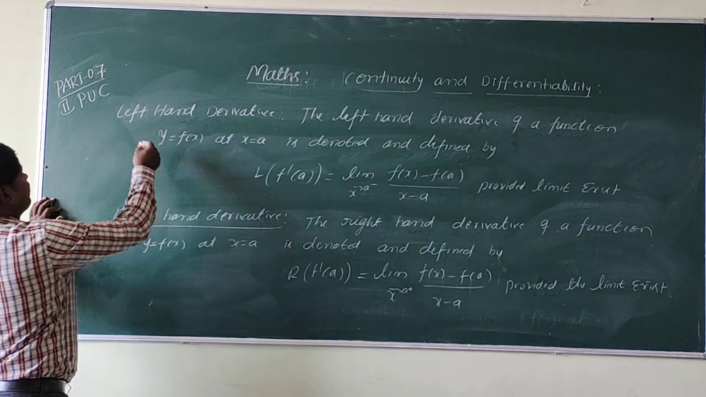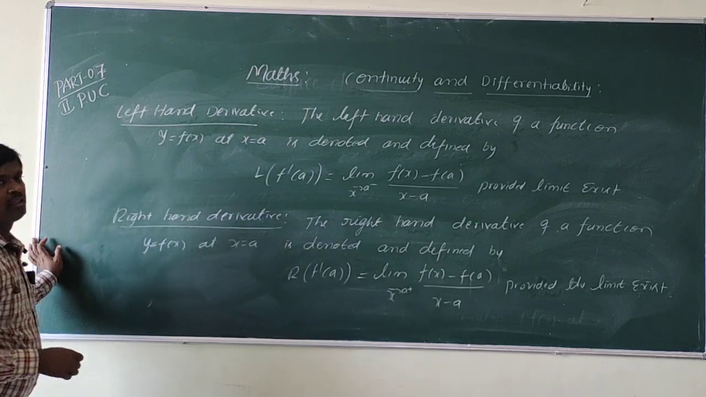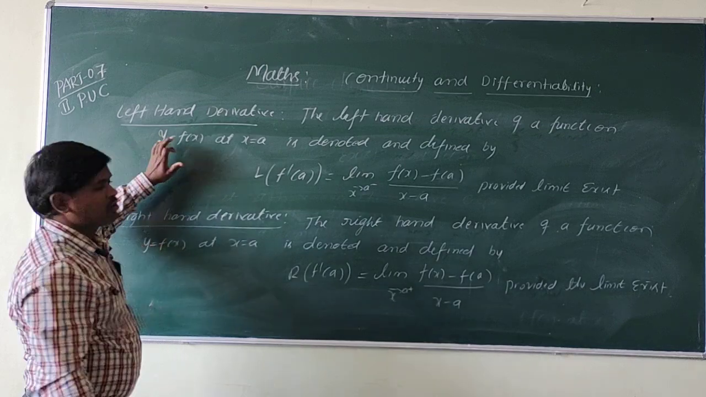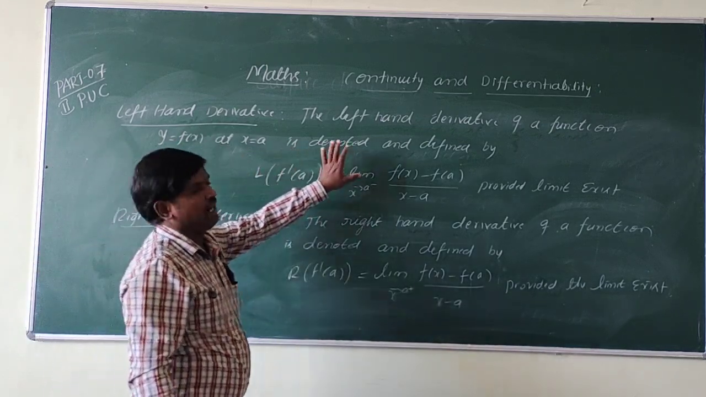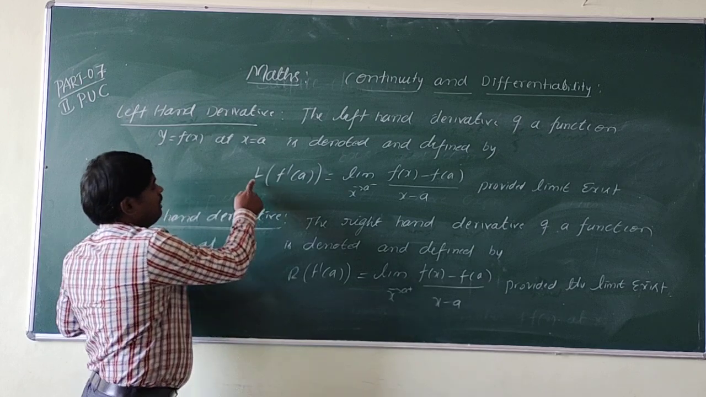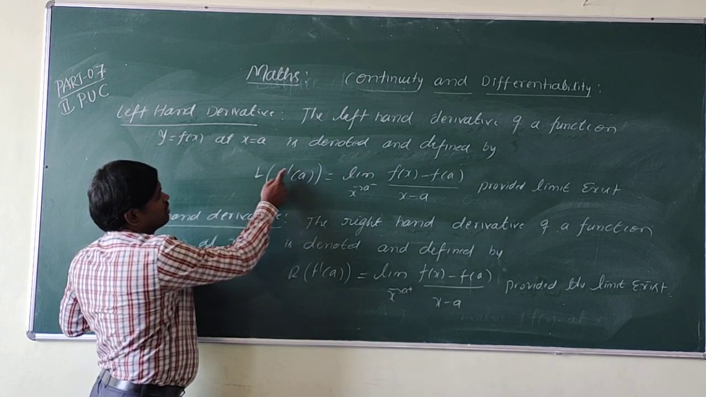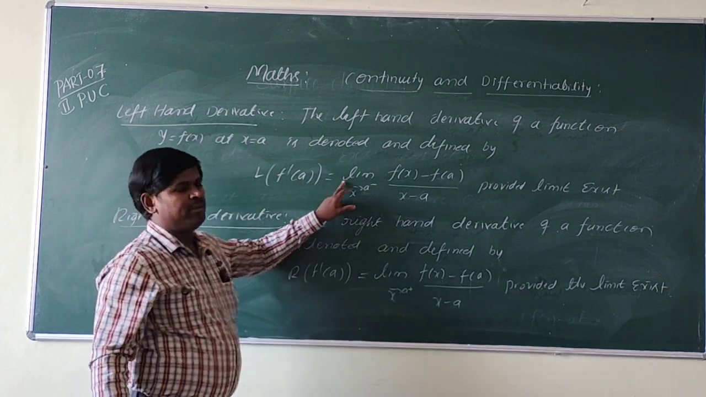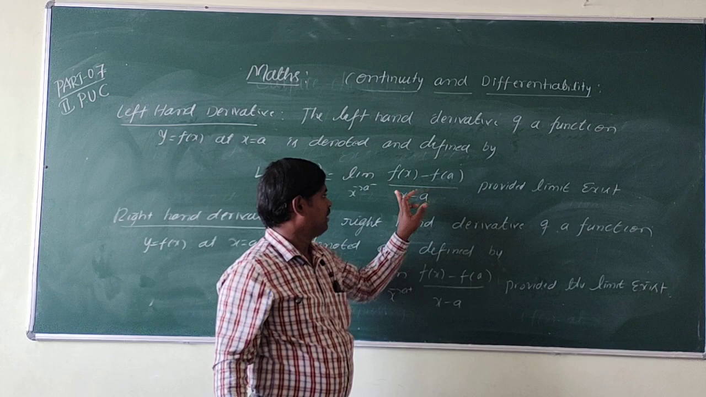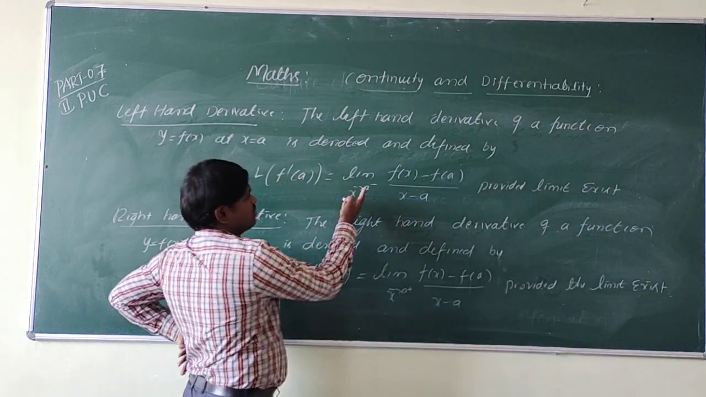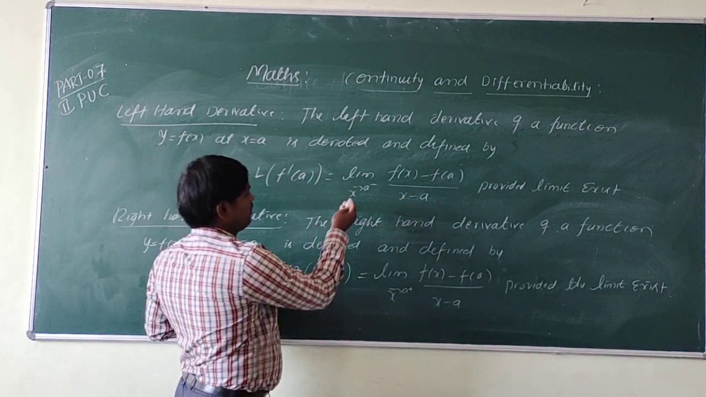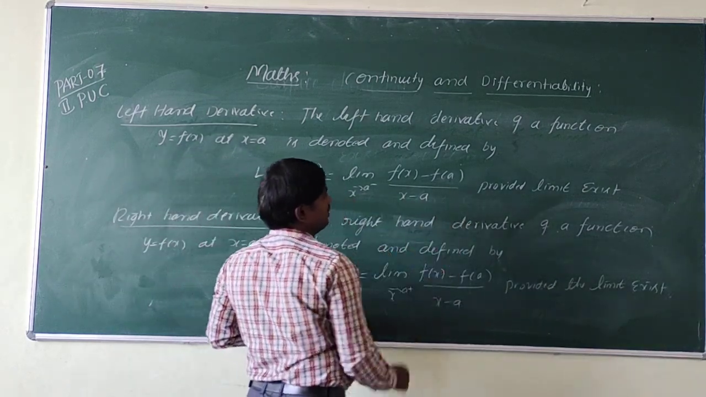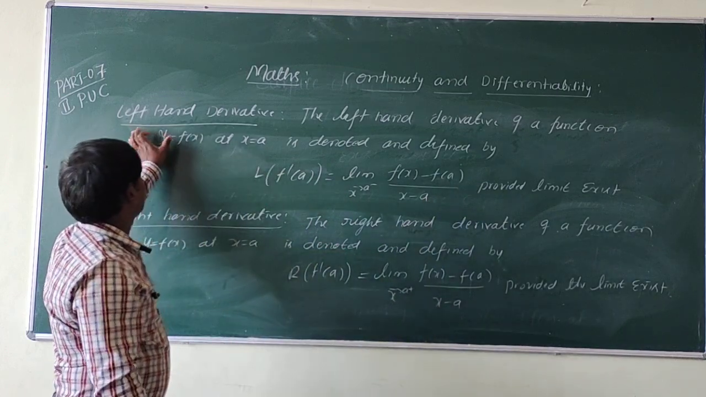So next, left hand derivative and right hand derivative. The left hand derivative of a function y is equal to f of x at x equal to a is denoted and defined as follows. The left hand derivative, L f dash of a, is equal to the limit of f of x minus f of a divided by x minus a as x tends to a minus. So the value of x is less than a, from the left side, provided the limit exists.